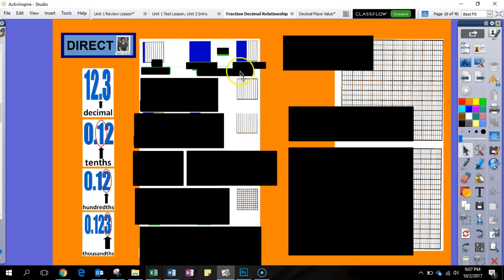So once you do the shading, we're going to take a look at what these are called. Now, because this column represents 1 out of 10 pieces, if this is an entire whole square, one whole, and this column is 1 out of 10 pieces, we call that 1/10. And 1/10 has a TH on the end because it's not a 10, it's a tenth. It's a piece of one whole. And we write that with one decimal place. 0.1 would be a way of saying 1/10.